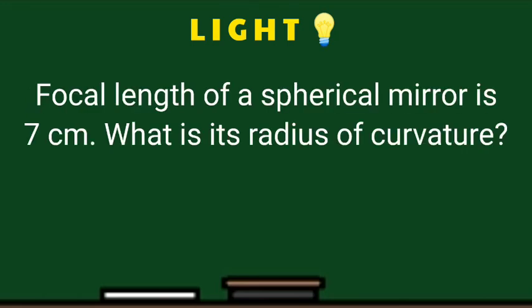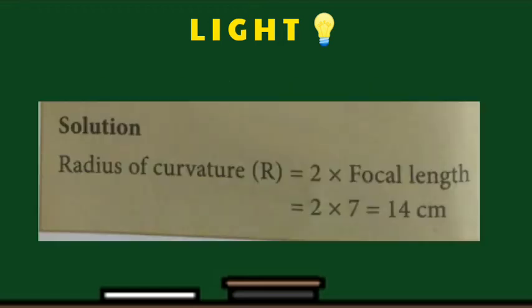Second, focal length of a spherical mirror is 7 cm. What is its radius of curvature? Here, focal length is given. We know the formula: focal length is equal to radius of curvature by 2. From this, radius of curvature is equal to 2 into focal length. That is 2 into 7, which is equal to 14 cm. Here radius of curvature r is equal to 14 cm.